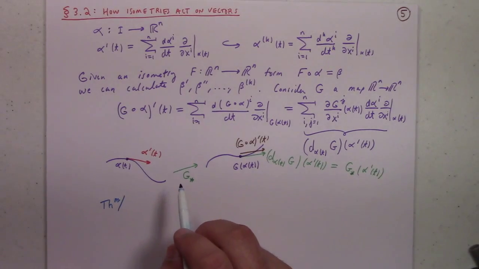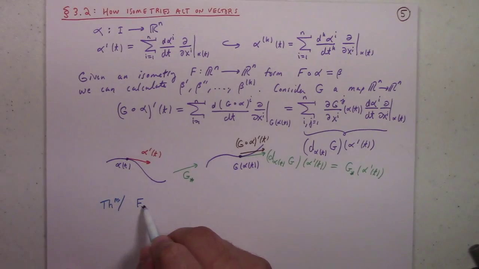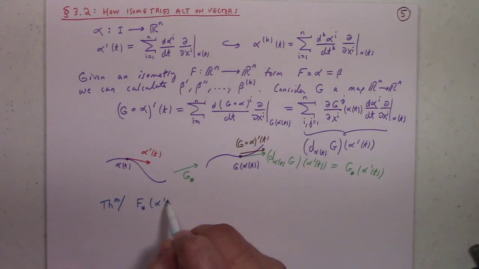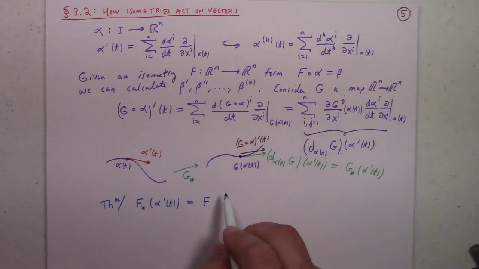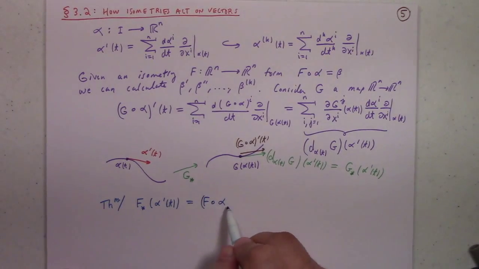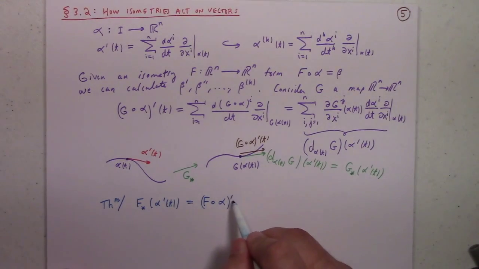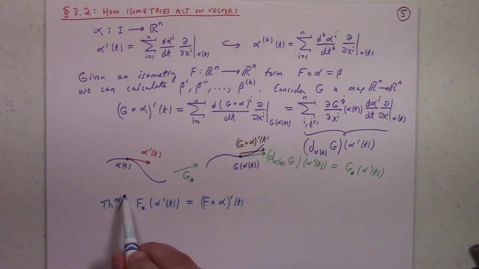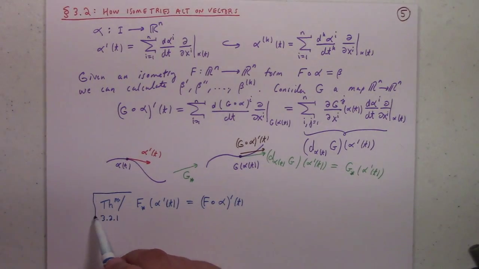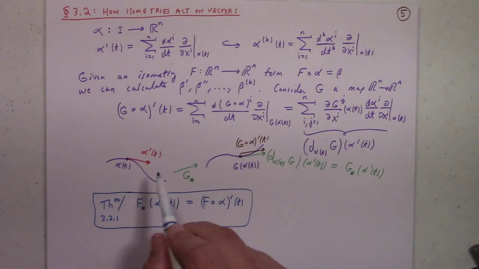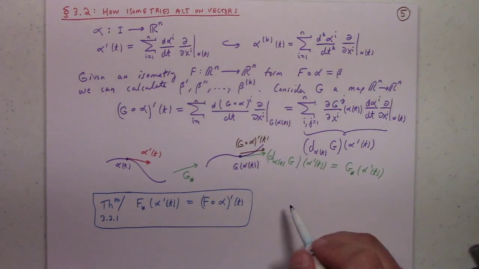So basically here it is: the push forward of the velocity vector field along a curve is the velocity vector field of the transformed curve. So that's my theorem 3.2.1. If you want to see it stated a little bit more carefully, the proof is right here. Now, this is not true.